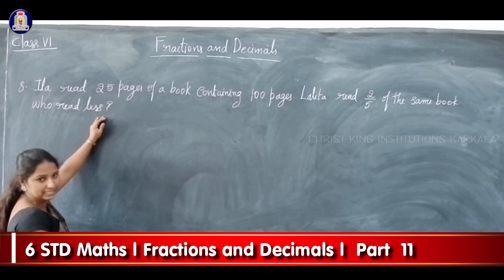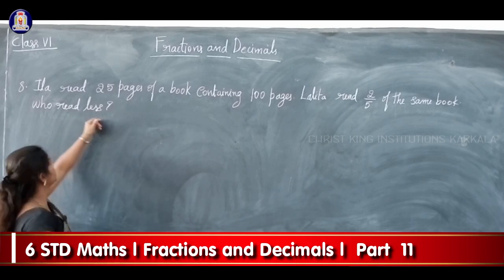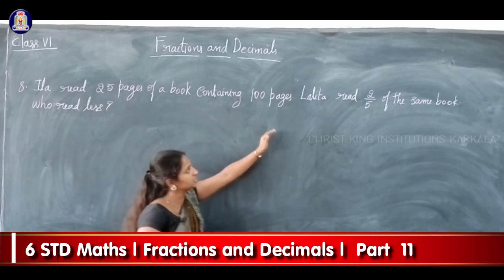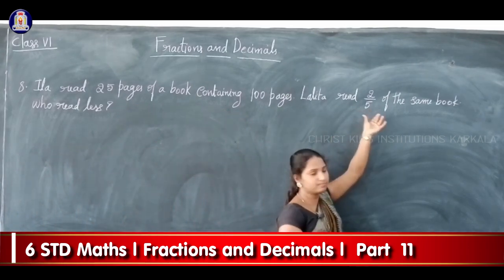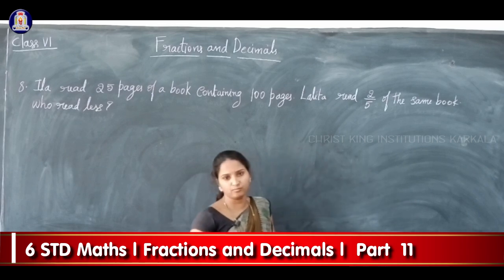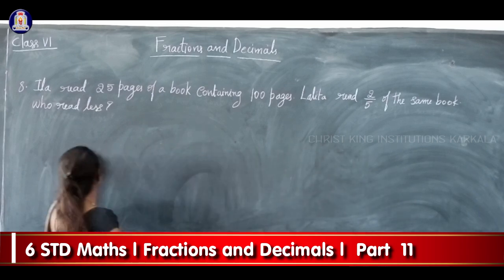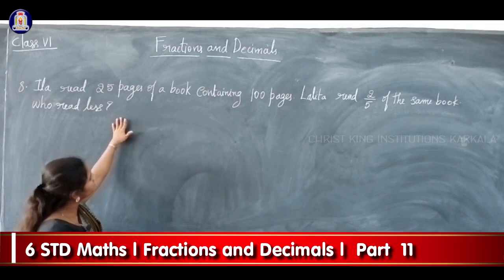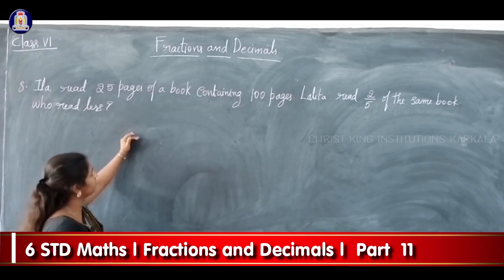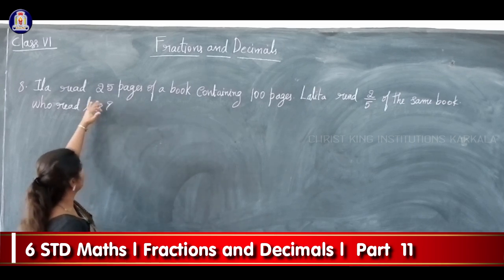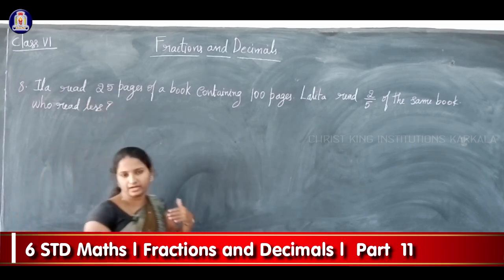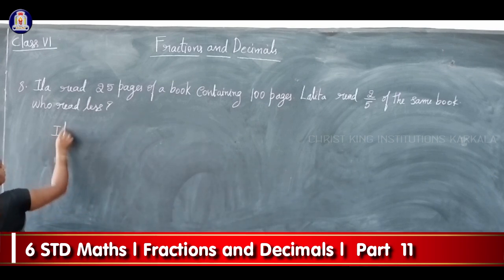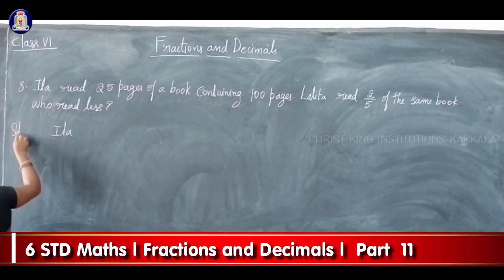And who read less? So that is the question. Now Ayla read 25 pages of a book containing 100 pages, and Lalita read only 2 by 5 part of the same book. Now the question is, who read less? So now you have to find out. One is given in fraction, another one is given as a number, like 25 pages out of 100. So out of 100, how can we write? First you have to write, this is the solution.